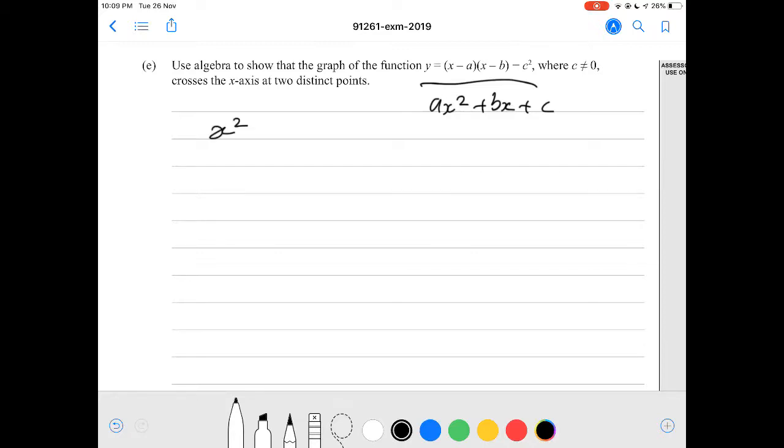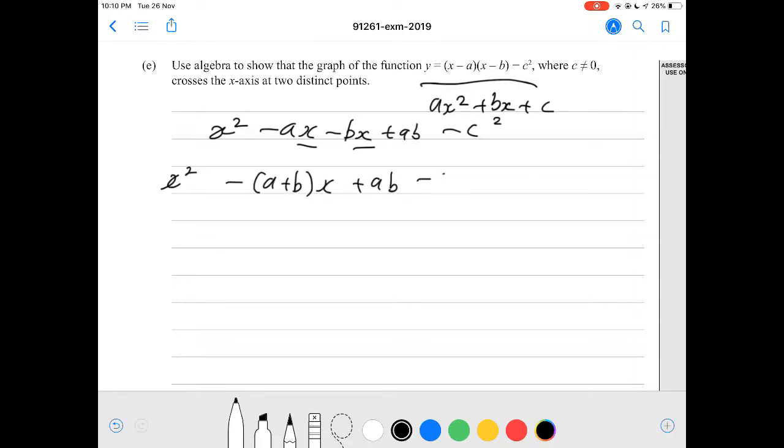So you can say x squared minus ax minus bx plus ab minus c squared, and that's your expanded form. Next, you want to group the x terms, so you can put this negative a and negative b together. So you can say x squared minus (a plus b)x plus ab minus c squared.